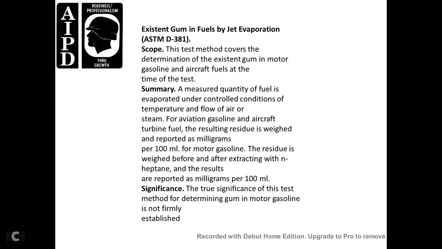Existing gum in fuel, jet evaporation scope. The method covers the determination of existing gum in motor gasoline, aircraft fuels, at the time of the test. The measured quantity of the fuel is evaporated under controlled conditions of temperature and flowing air, or steam jet for aviation gasoline and aircraft turbine fuel. The resulting residue is weighed and reported as milligrams per 100 milliliters of motor gasoline.